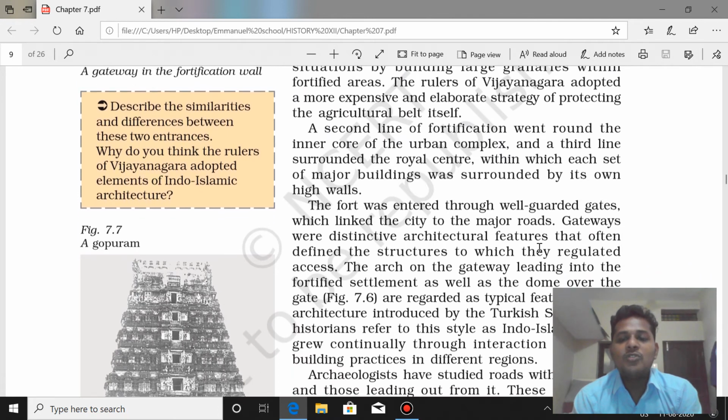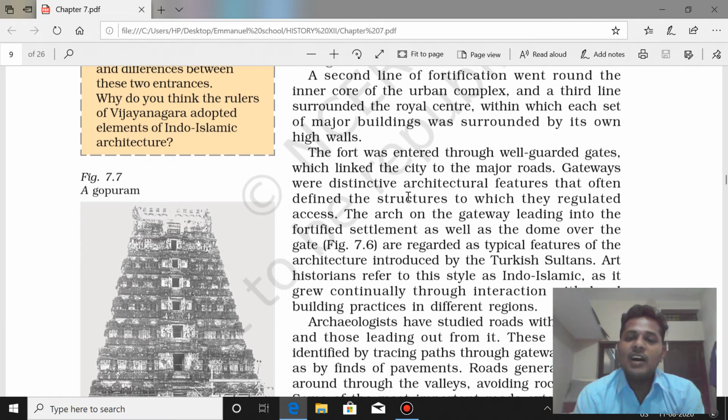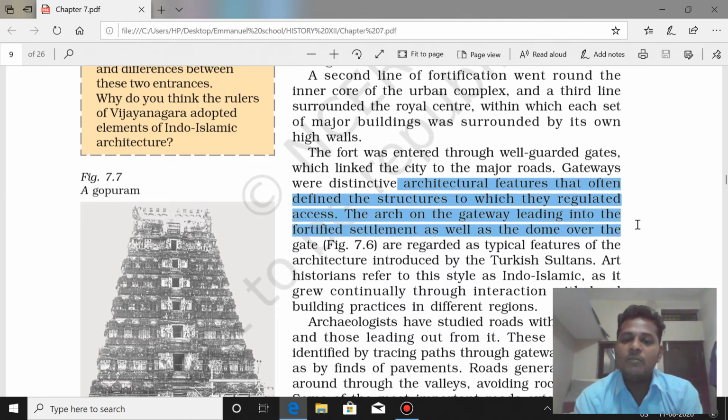The fort was entered through well-guarded gates which linked the city to the major roads, and gateways were distinctive architectural features. Gateways had sculptures built into them, okay, defined structures which regulated access. The arch on the gateway into the fortified area was domed. Okay, dome, each one had a dome.